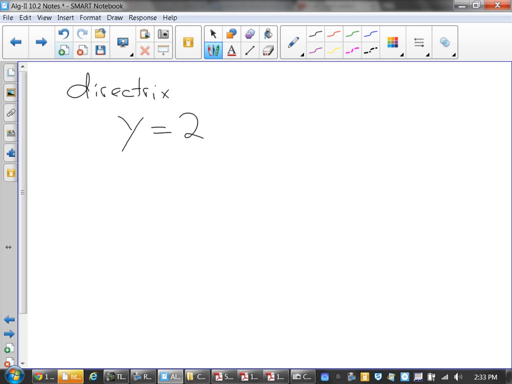Y equals 2, is that a horizontal or vertical line? Horizontal. Right now, all of our vertices are lying at the origin. So here's my directrix at y equals 2. Where's my focus at? -2. So is it going to be opening up or down? It's going to be opening downward, so my ordered pair there would be at 0, -2. So what's my p value then? P equals -2, very good.